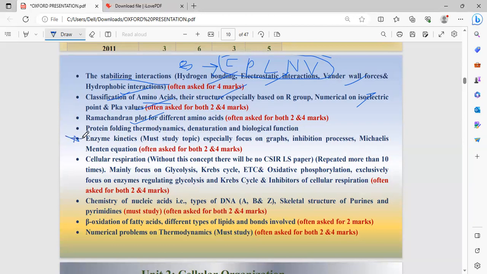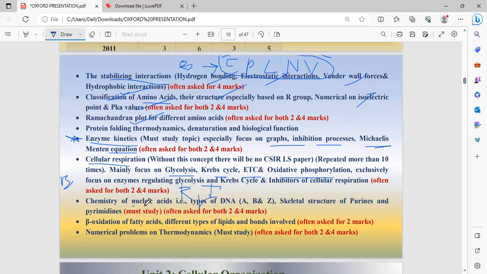The most important topic is enzyme kinetics. In this, numerical questions are asked graphically. And next, the inhibition process and the Michaelis-Menten equation. After that, cellular respiration. We are all well familiar with it from our BSc, that is, we studied these metabolisms: glycolysis, Krebs cycle, etc., and oxidative phosphorylation. In this, we have to study not just the pathway, but also the regulations and the inhibitors of these various cycles.